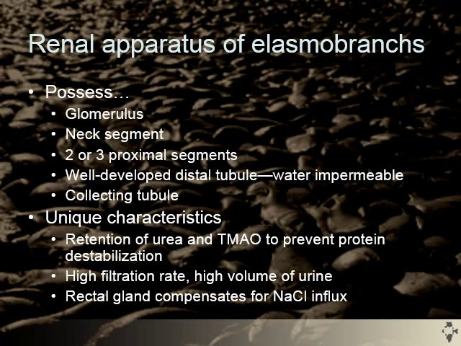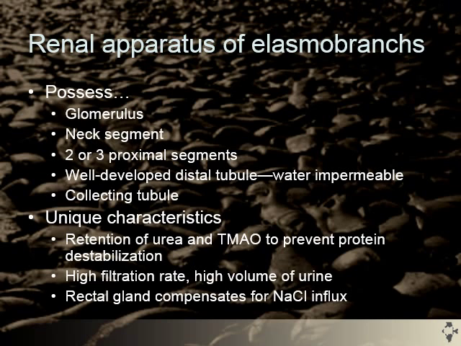With respect to elasmobranchs, they have a glomerulus, neck segment, and 2 or 3 proximal segments, a very similar approach to what many freshwater fish have. What's unique about their kidney and nephron system is retention of urea and TMAO. They're retaining the urea to prevent the loss of salts to their environment and the loss of water to their environment. But of course, they're retaining that TMAO to prevent the protein destabilizing effects of urea from happening.